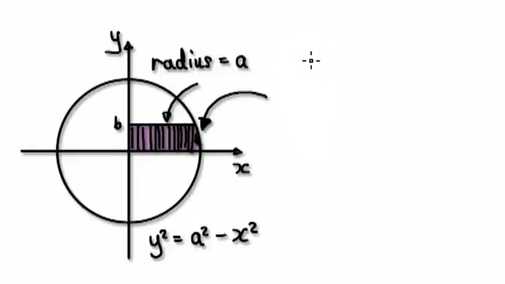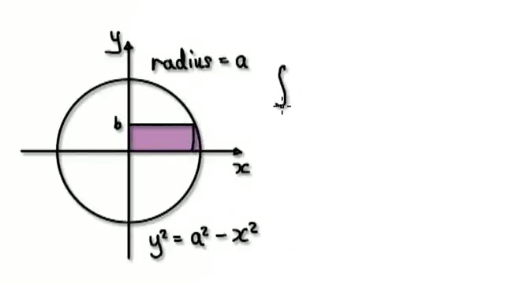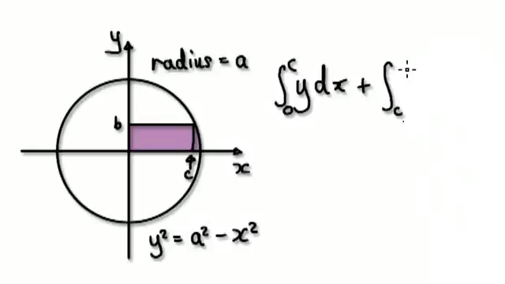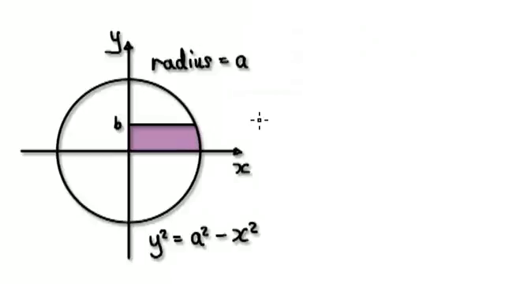Another way of summing this up would be to break it up into two sections. We could take the integral of y dx from 0 to, let's say this here is c, and then plus the integral from c to a. Well, that's one way of doing it.